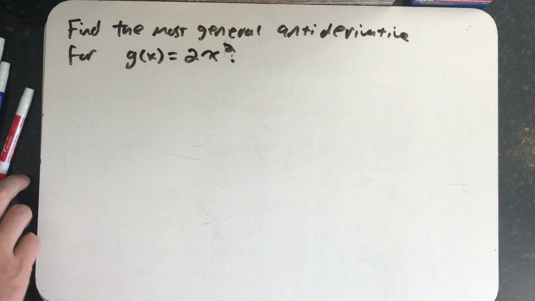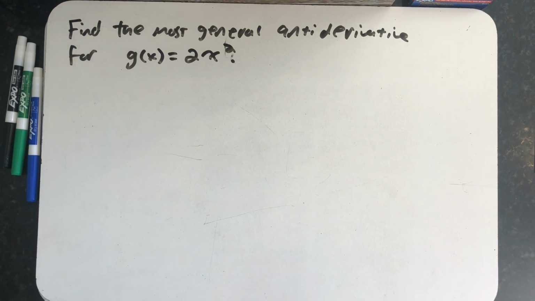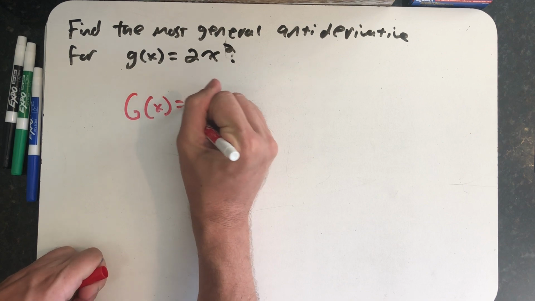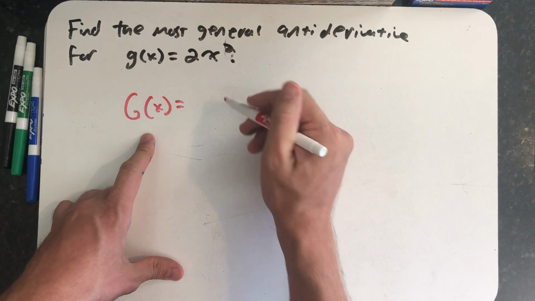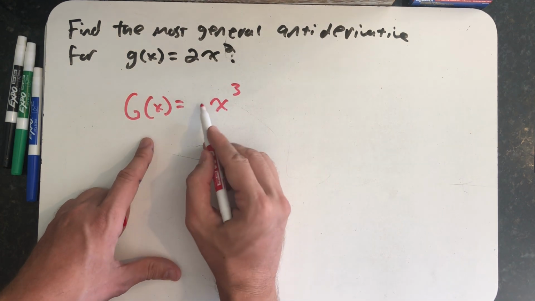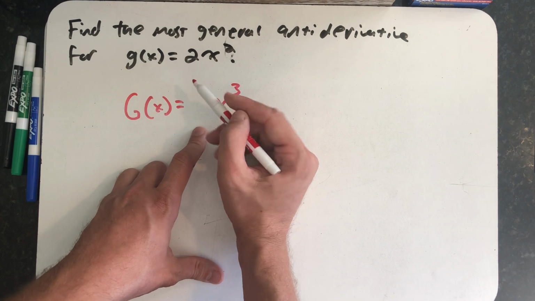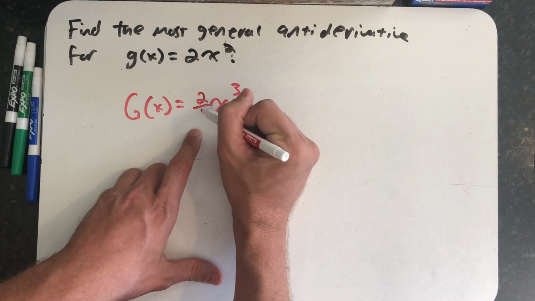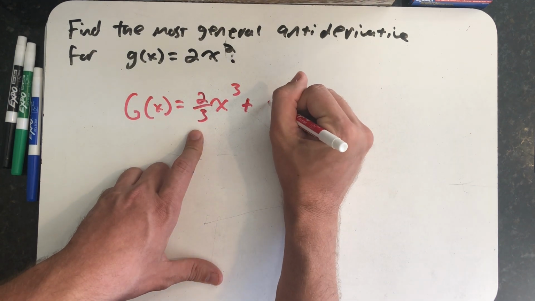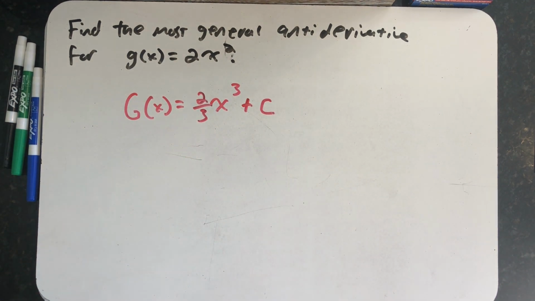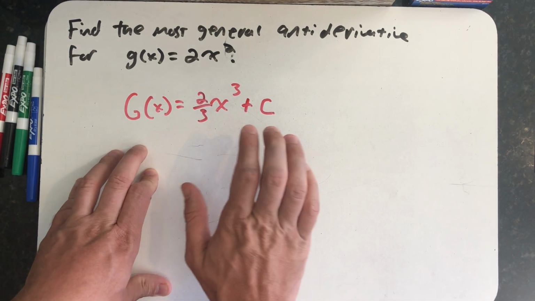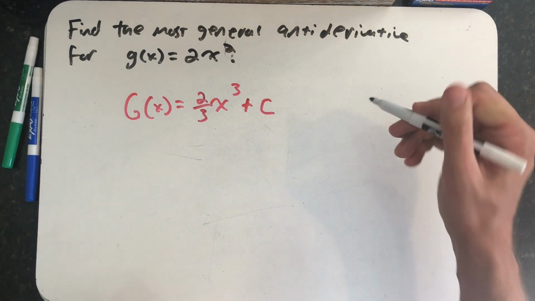All right, so nothing too interesting here. I'm asked to find that most general antiderivative, so I'm looking for all possible functions, big G of x, that have this as its derivative. Well, I'm thinking that that should be x to the third, but if I multiply that by 3, I get 3x squared instead of 2x squared. So I'm thinking this needs to be a 2/3 x cubed plus some arbitrary constant c. Okay, so I understand what's going on there. G of x is always a cubic function plus some value c.